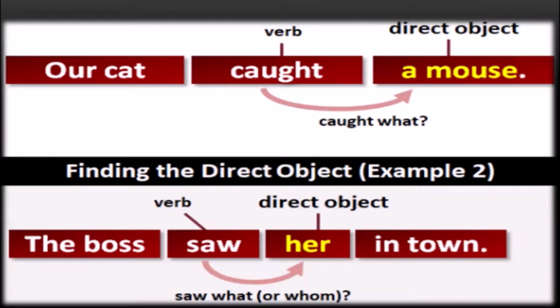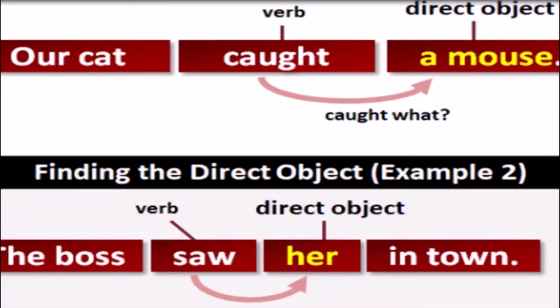Yes, there is another example. Our cat caught a mouse. Caught is your verb and the direct object is there. Finding the direct object. Example number 2. The boss saw her in town. Saw her in town. This is saw. Her. In town is an adverb of place. This is not the object.